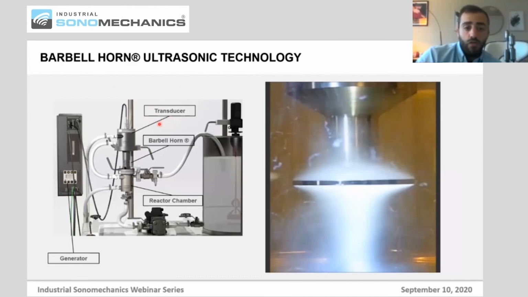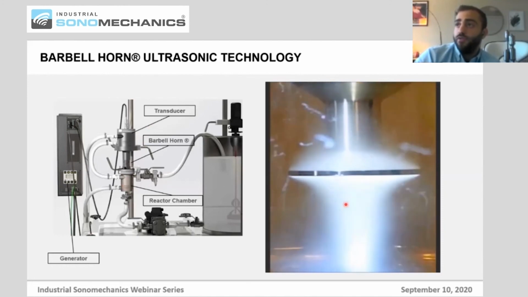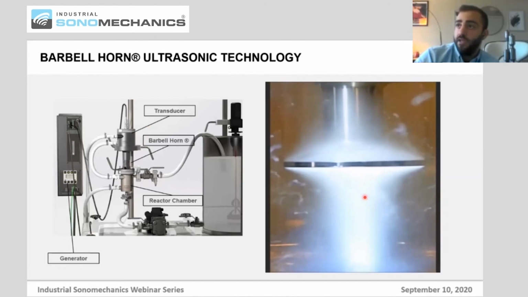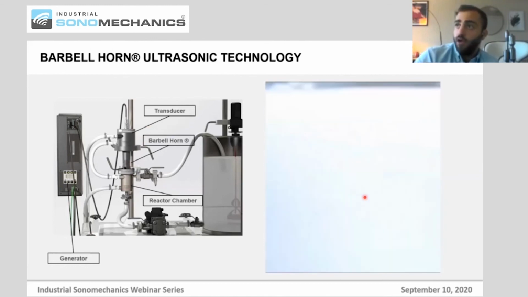The transducer itself is coupled to a barbell horn, which delivers high amplitudes and subsequently high intensity cavitation, which we'll show in just a second. And that's inside of a reactor chamber that allows for high volume and continuous processes. So if we quickly zoom into what is occurring inside the reactor chamber, the barbell horn is vibrating at high amplitudes and promoting high intensity cavitation to prepare, say, a nanoemulsion.